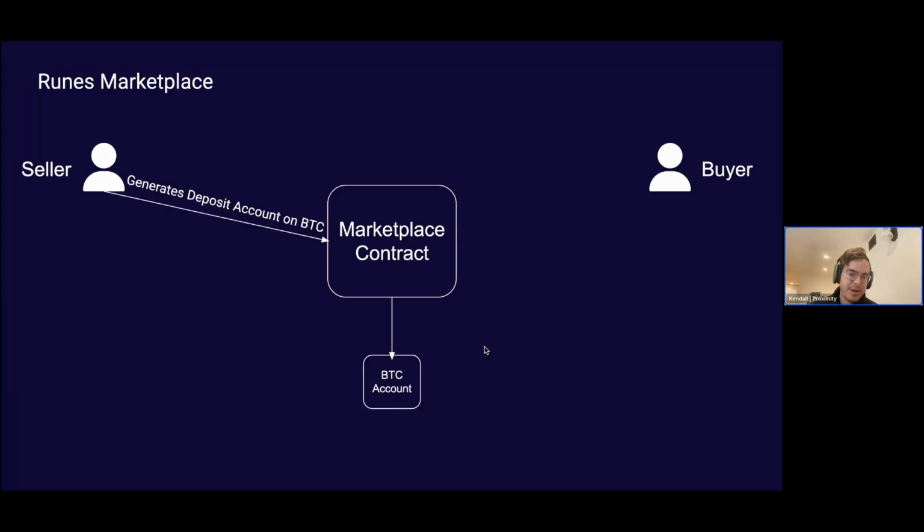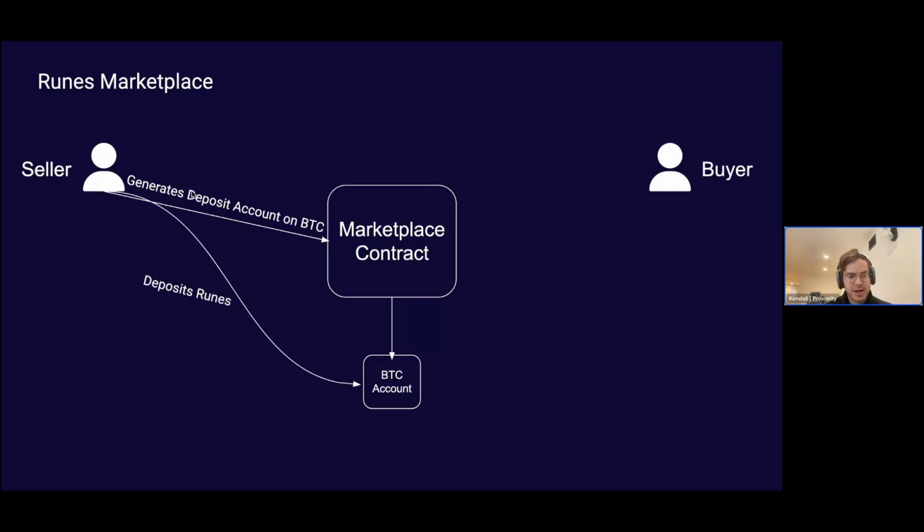So step one, we'll imagine that the seller asks the marketplace contract for a deposit address on Bitcoin. It's, hey, where do I send my runes? Kind of like for a user, if you're depositing into a centralized exchange, you ask the exchange, where do I send my assets? They tell you, and then you send your asset there. So in this case, this is runes.